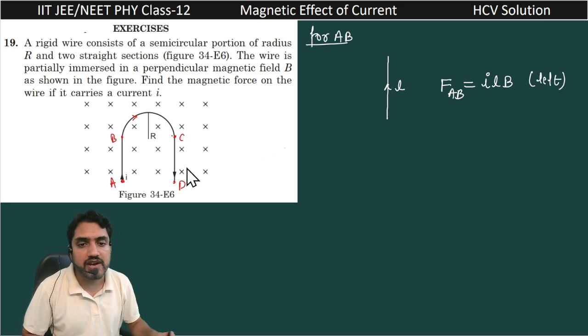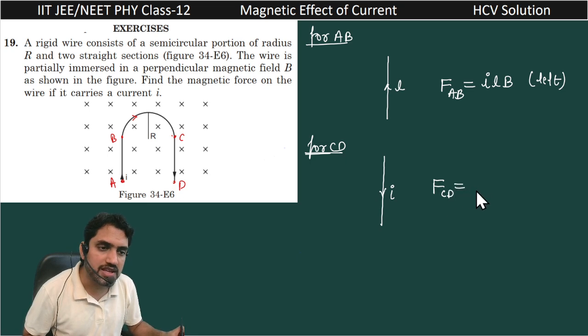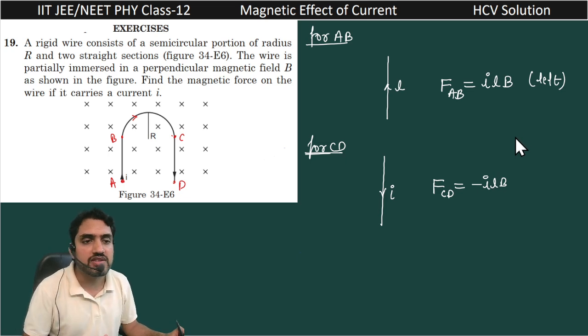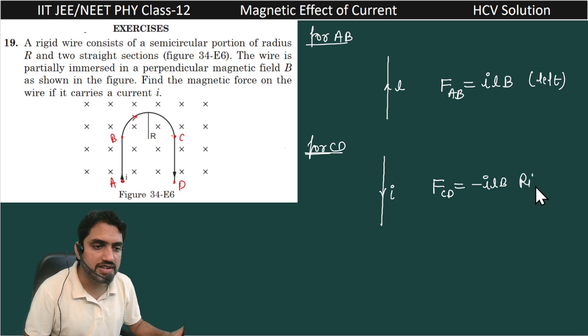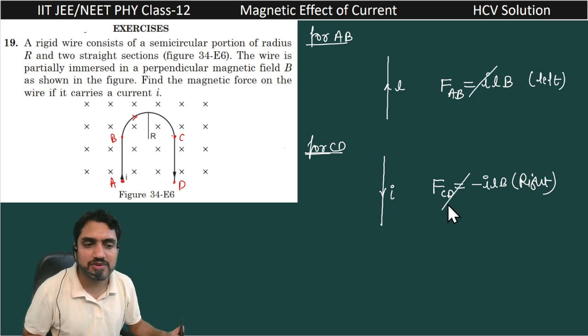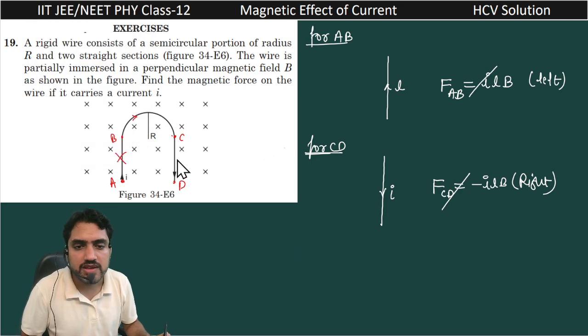Now for side CD, the current is moving in the downward direction, that is current I, and the force on the CD part is equal to minus ILB, because the left hand side direction we are considering positive and the right hand side direction negative. With respect to the current on AB, the CD current is opposite, so both cancel out. The force on AB will cancel out by the force on CD.